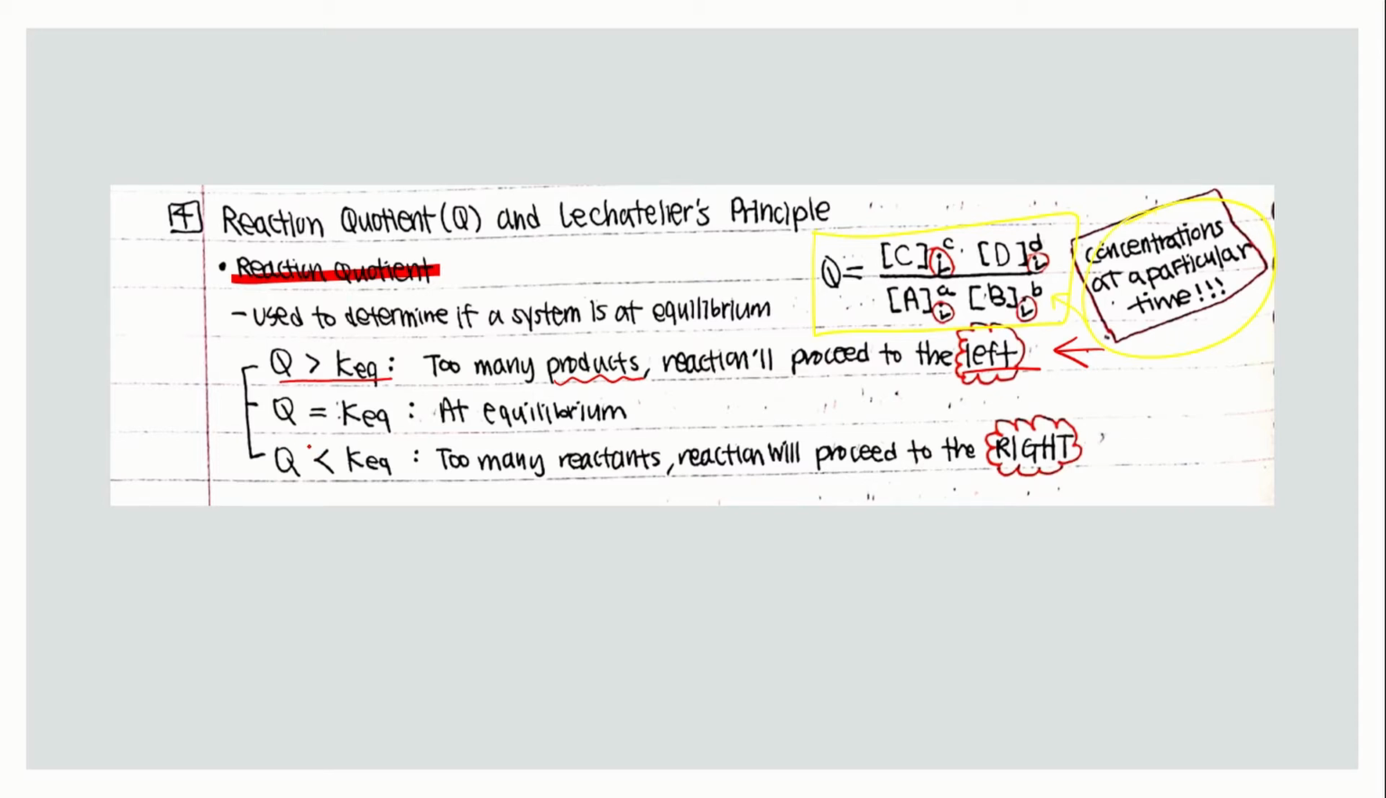If Q is equal to Kc, it means that the reaction is at equilibrium. If Q is less than Kc, it means the denominator is larger, so there are too many reactants. So the reaction will proceed to the right to remove the reactants and produce more products.